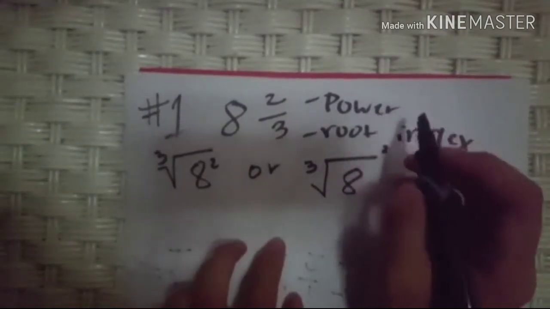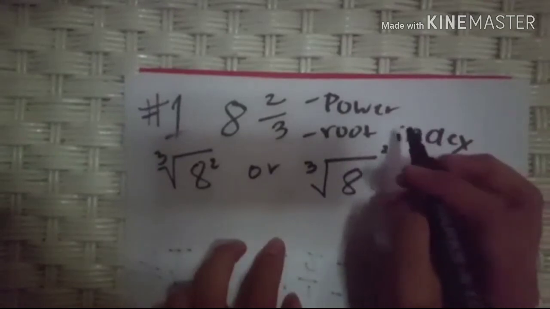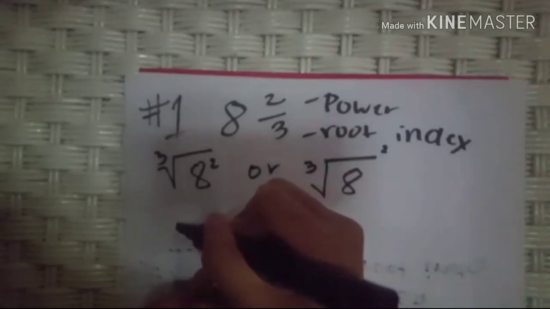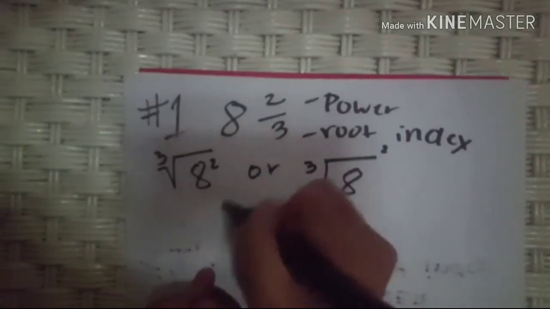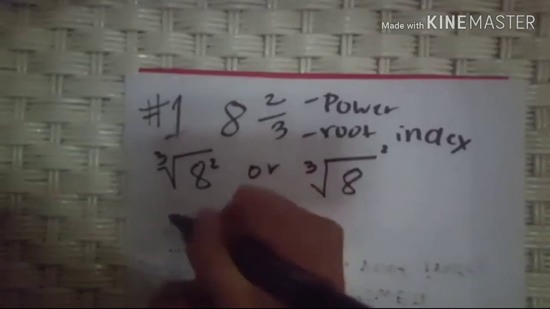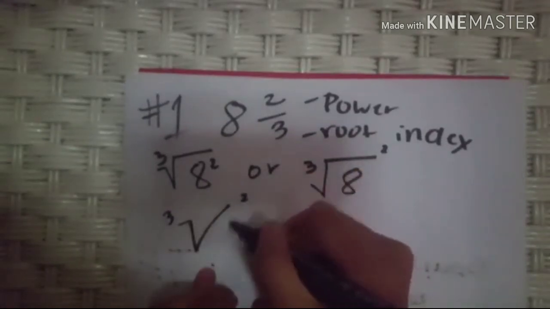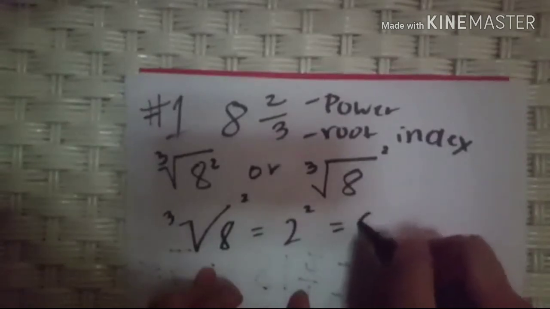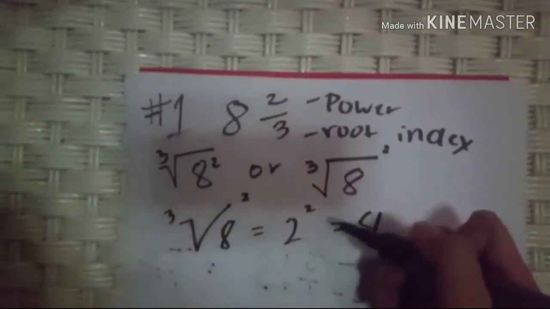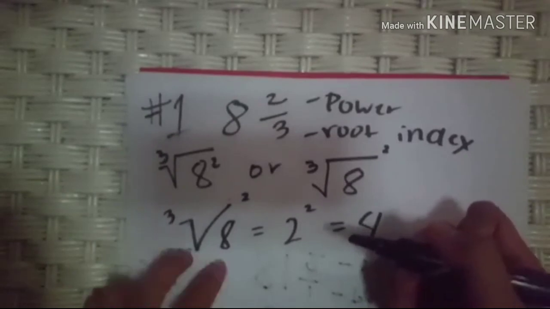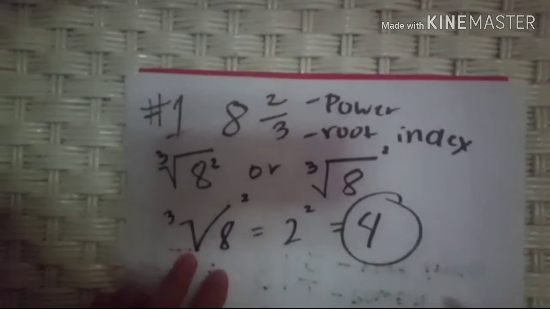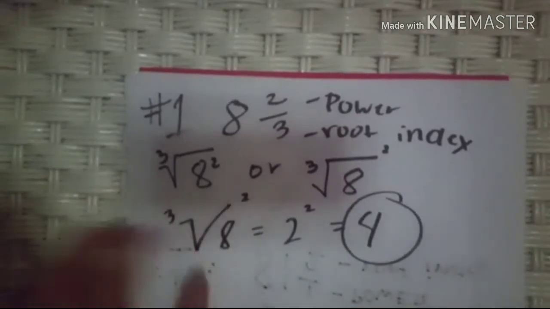Because the cube root of 8 is 2, I prefer to take the root first and then apply the power. Of course, the other order yields the same result. So this is the final answer. Example number 2.